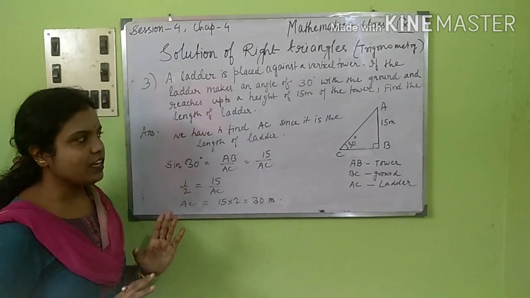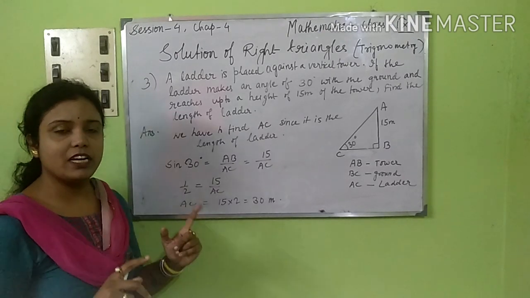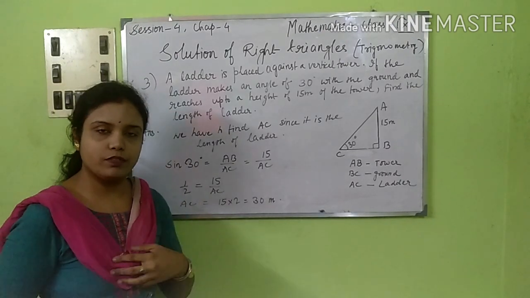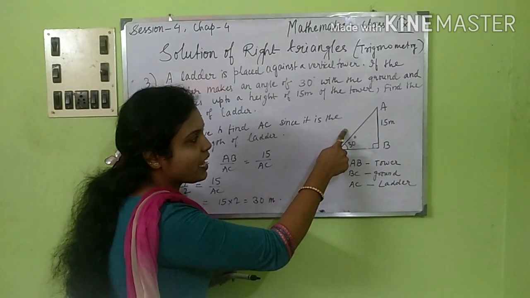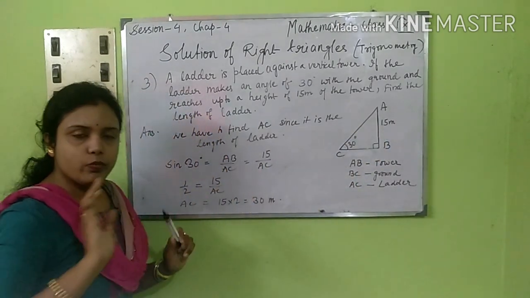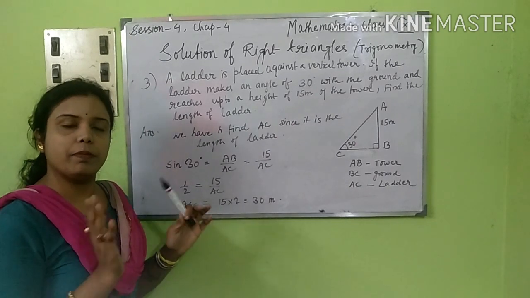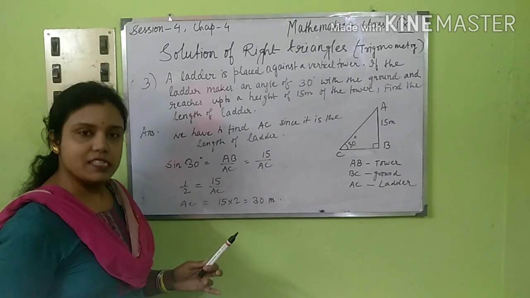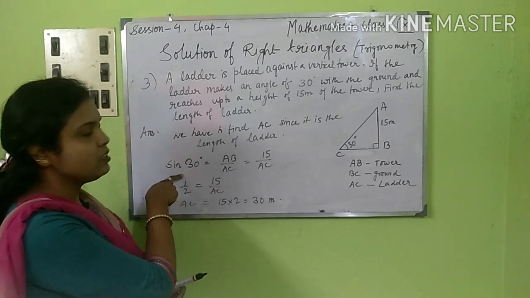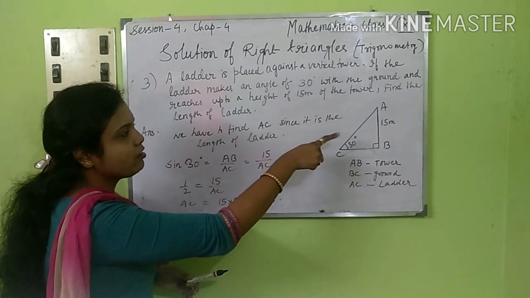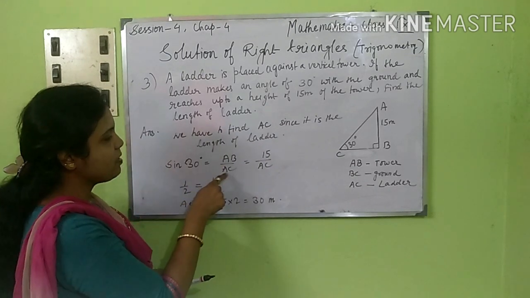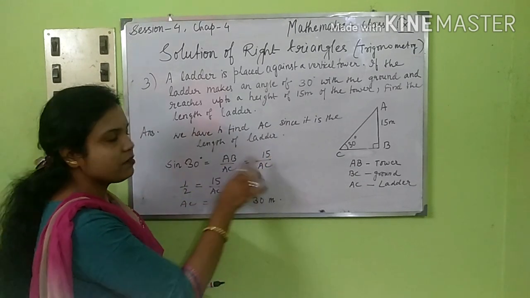Now, for finding out the length of the ladder, I have said already that we use tan in most of the cases. But here you can see this is the hypotenuse, this is the perpendicular. So which particular ratio has the perpendicular and hypotenuse? That is sine. That is why I have used the value of sine here. Sine 30, because we know it is perpendicular by hypotenuse. That means AB by AC, so that means 15 by AC.